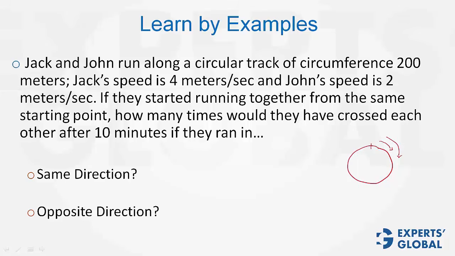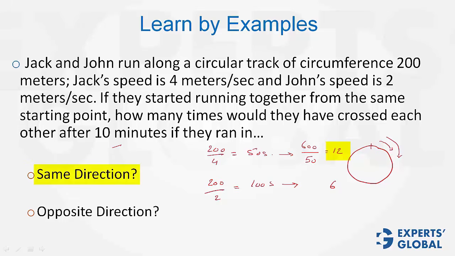So let's figure out how many rounds they each are taking. The faster person will complete a round every 200 divided by 4 equals 50 seconds. And the slower guy would complete it in every 200 divided by 2 equals 100 seconds. They are running for 10 minutes. So the faster boy would complete 600 divided by 50 rounds. 10 minutes means 600 seconds, so 600 divided by 50. The faster boy would take 12 rounds. The slower boy runs at half the speed, so he would complete half of this. He would complete 6 rounds. So when they move in the same direction, they would meet 12 minus 6 equals 6 times.